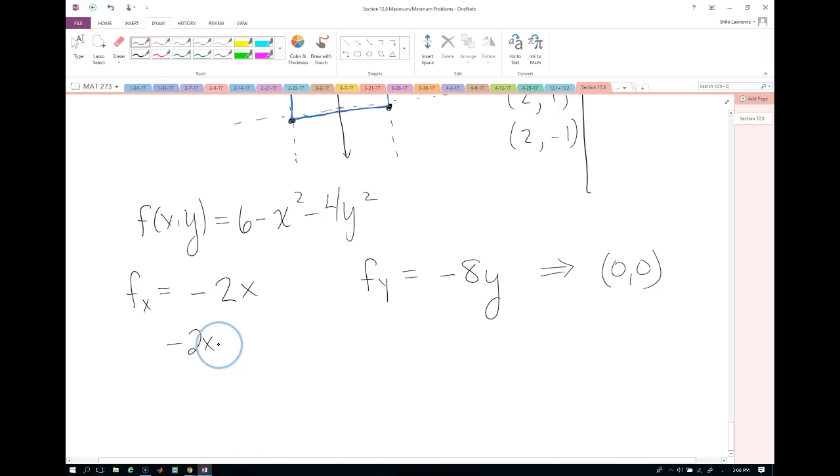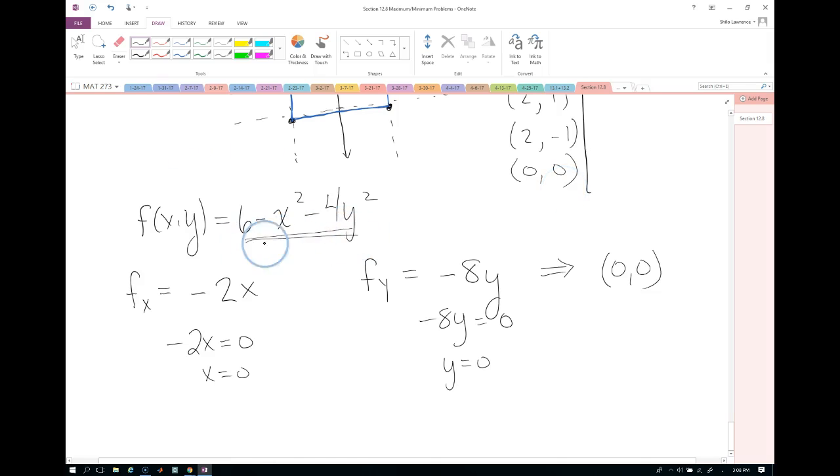The only time negative 2x will equal 0 is when x equals 0. And the only time when negative 8y equals 0 is when y equals 0. So that gives us one interior critical point so far. So we will add that to the list of points we need to check.